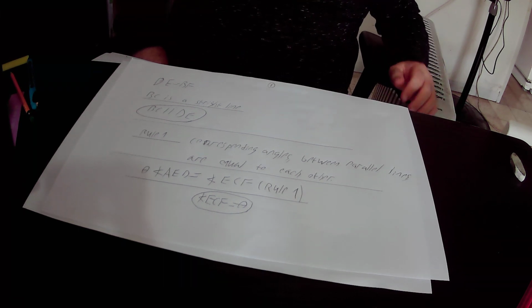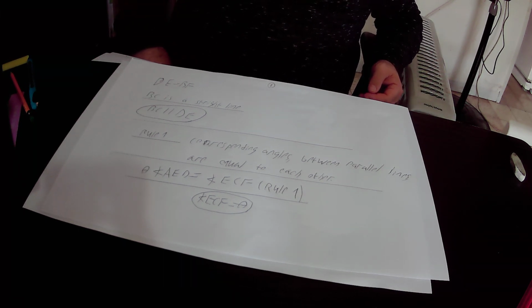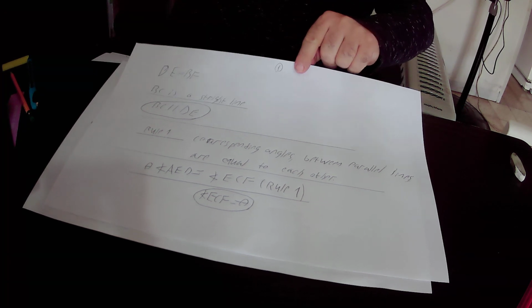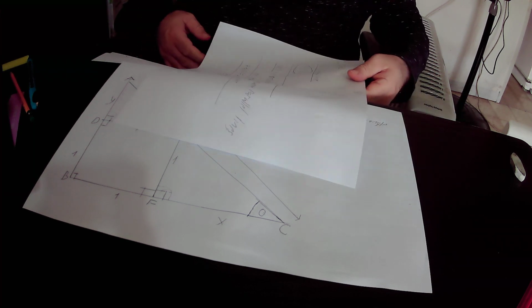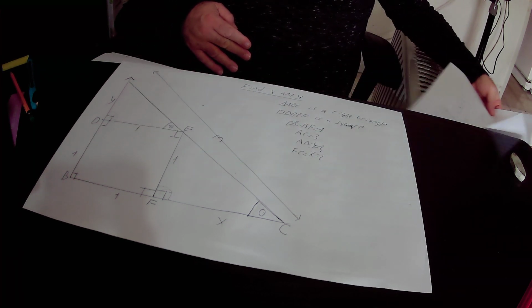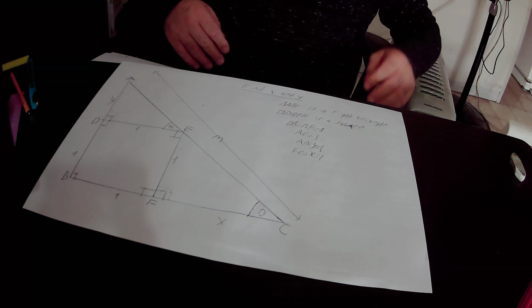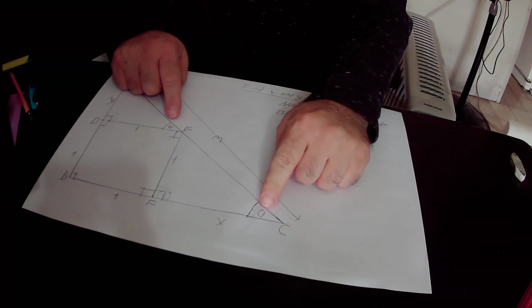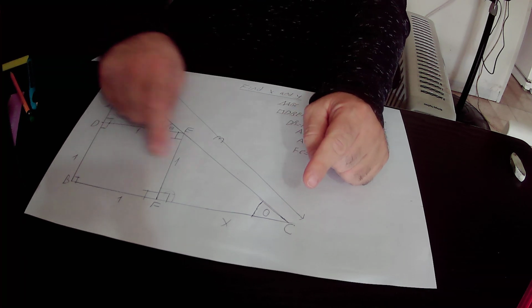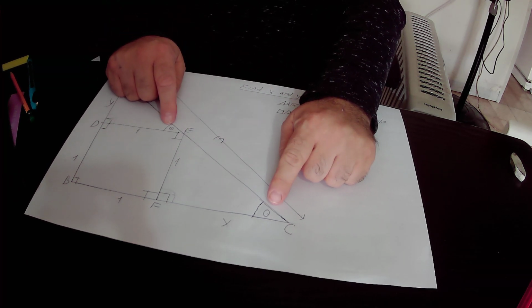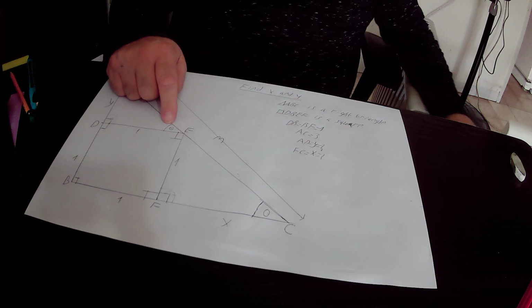Then we have rule number 1. According to rule number 1, corresponding angles between parallel lines are equal to each other. So here we can implement rule number 1 in our drawing, because in our drawing we have those two angles defined as corresponding angles, and they are located between the parallel lines DE and BC. Therefore, they are equal to each other according to rule number 1.